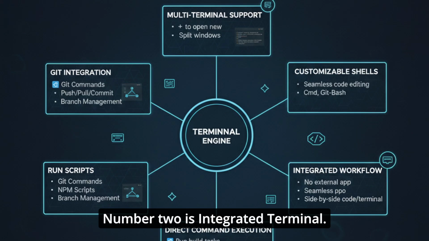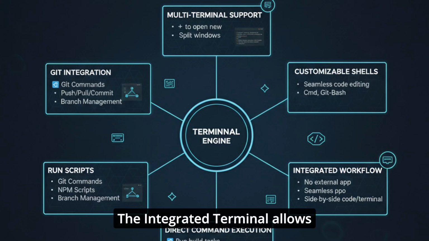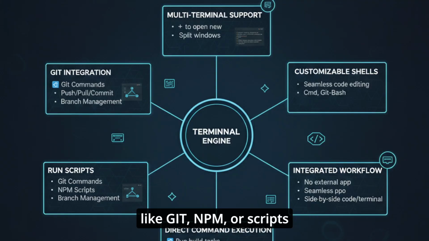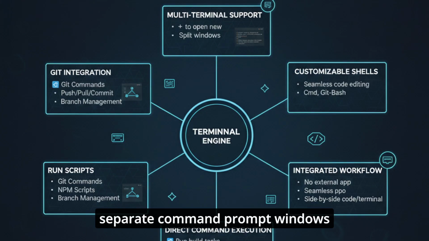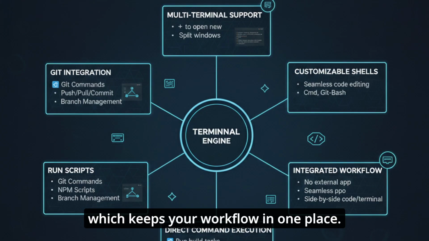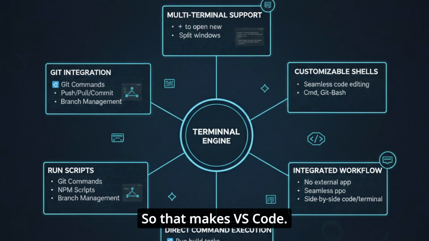Number two is the integrated terminal. The integrated terminal allows you to run command line tools like Git, npm, or scripts such as a Python script or any JavaScript or any script at all directly inside your VS Code. You really don't have to switch between editors and separate command prompt windows, which keeps your workflow in one place. That is another key feature that makes VS Code stand out. There are a lot of them. Let me point to one or two additional ones.